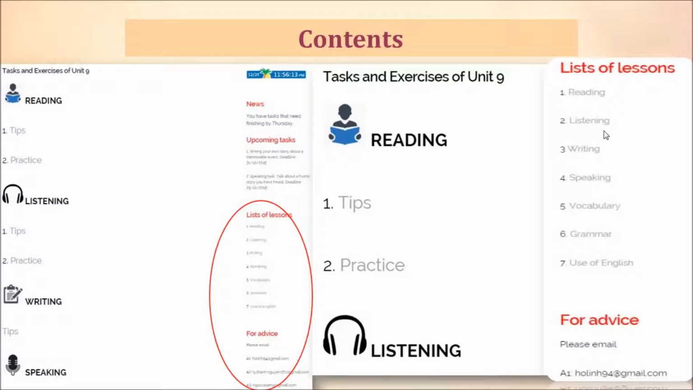And here you can see is the list of lessons. Instead of having to scroll down or scroll up the whole page to get in touch with each skill or language area, I give them a small summary of the titles of each skill and language area, like reading, listening, and you can see there are 7 points for the whole unit.